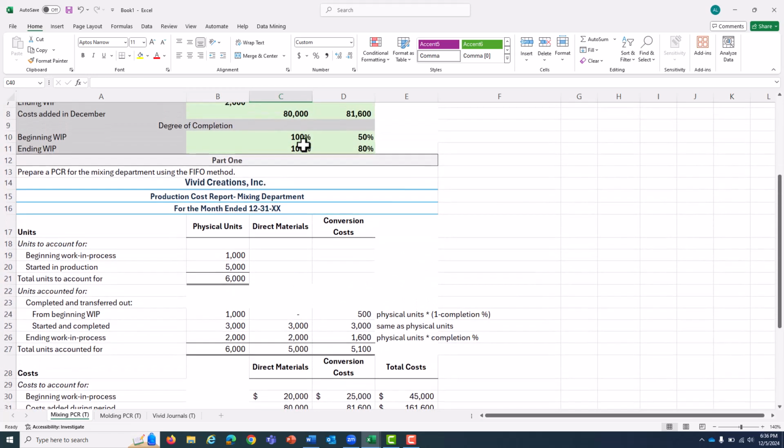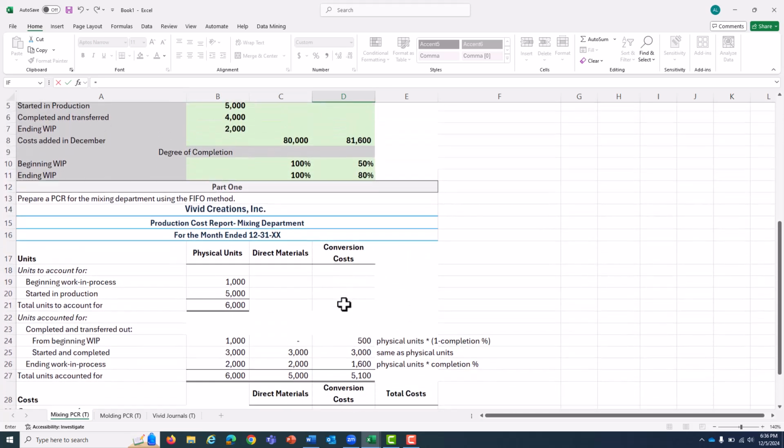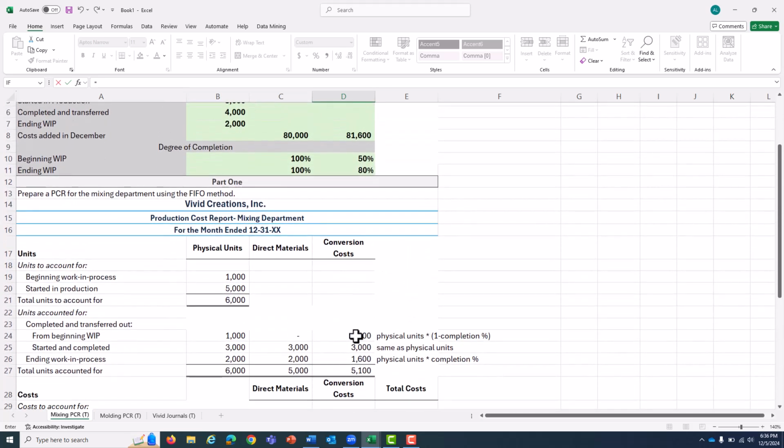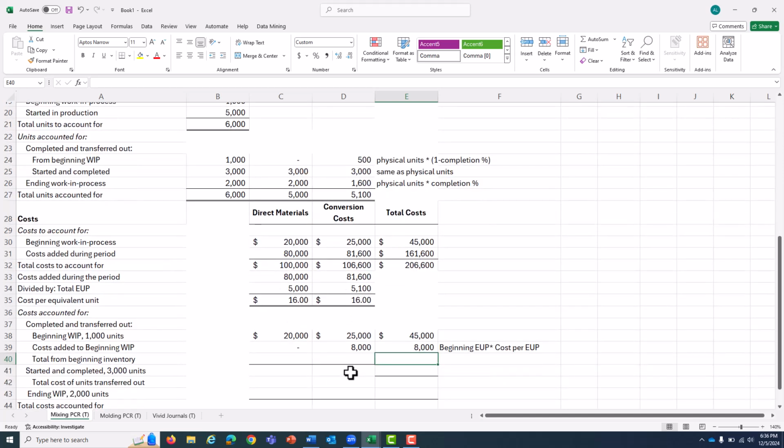But we did have to add some conversion costs. So how much are we going to add? Use the same formula. Our equivalent units to complete our beginning WIP was 500. And each batch of crayons that we make requires $16 of conversion costs to be committed to that product. And if I multiply those two together, I get $8,000. So we didn't have to add any material costs, but we added $8,000 in conversion costs, and that is a total of $8,000 that we added during the period.